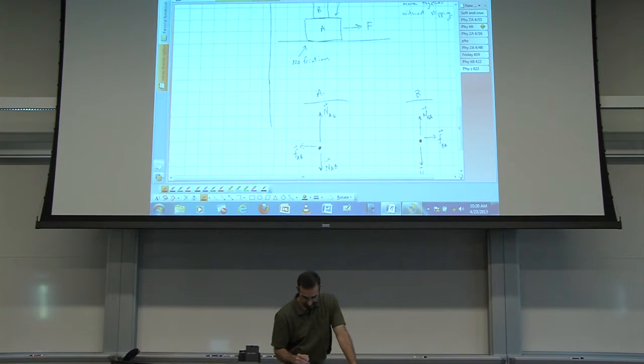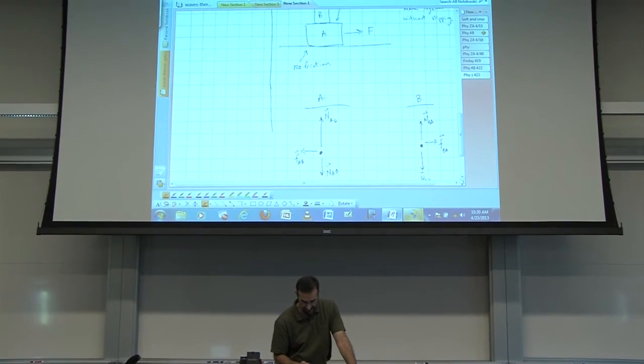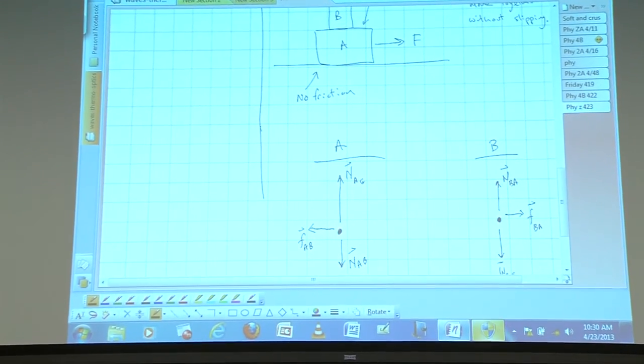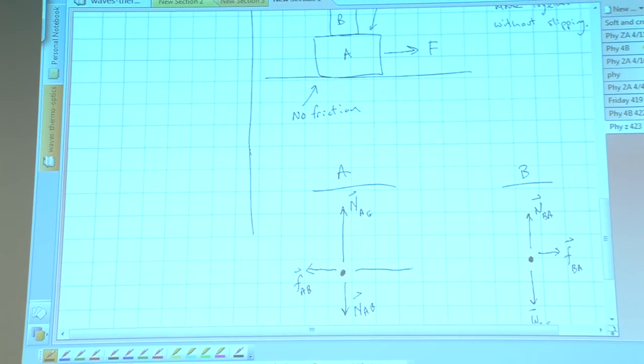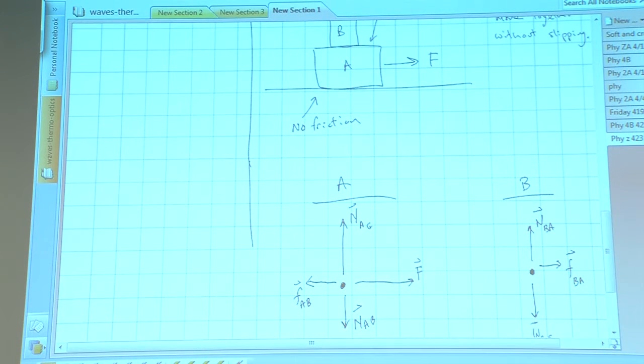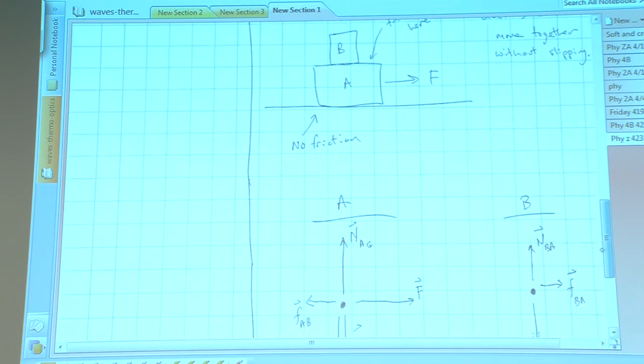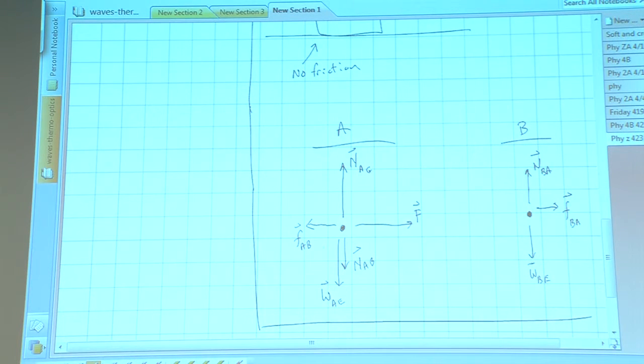Let me finish block A. So we've got the ground, we've got block B. There's one more thing touching block A. This pulling force, right? And then we have gravity reaching in, right? And that's everything. That's our complete free body diagram. So now we can identify Newton's pairs. There's one, the normal force on B due to A, and the normal force on A due to B. That's a Newton's pair.